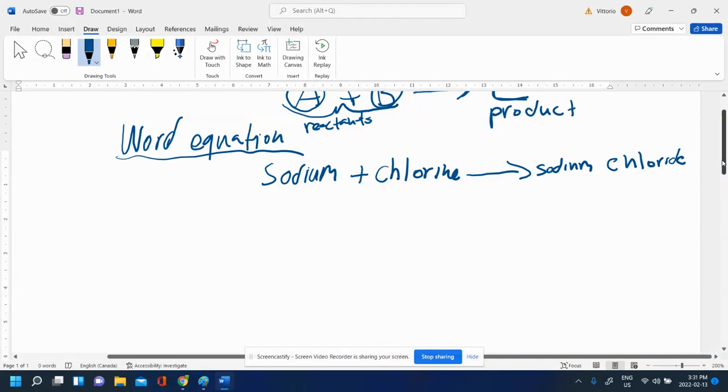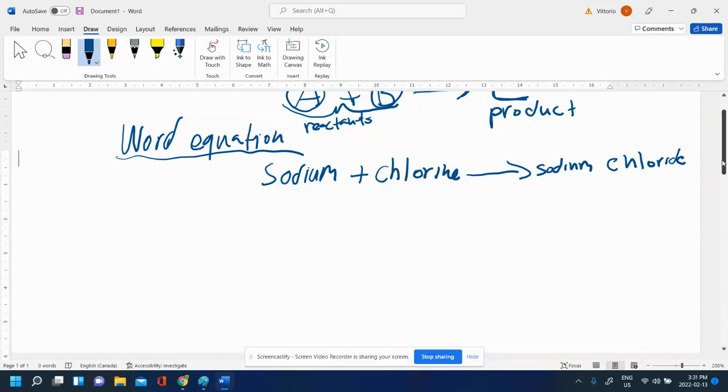Now, the thing is, not everyone speaks English, and not everyone would understand this. Some people might write this in French instead: sodium plus chlorure gives produit chlorure de sodium. And you wouldn't understand that either. If you speak other languages, you might have other words there, and not everyone understands that.